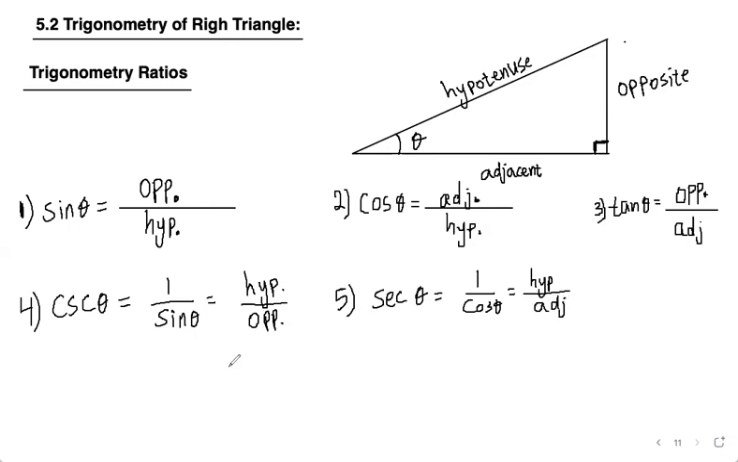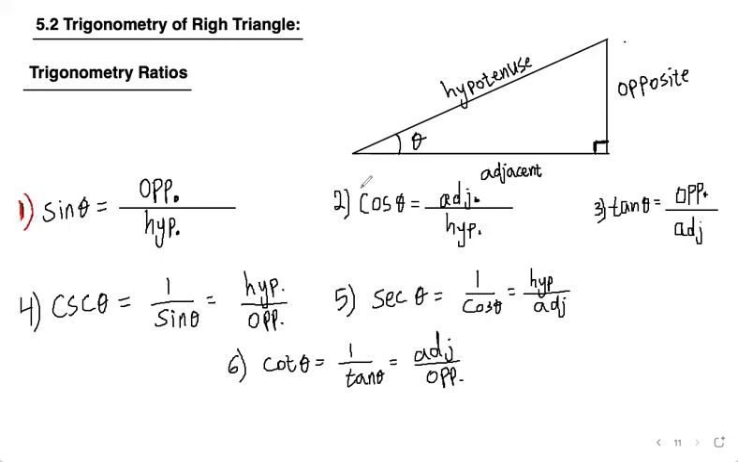And the last one is number 6, the cotan, the reciprocal of tan. Cotan of theta equals 1 over tan of theta, and this is equal to adjacent over the opposite. Okay, any question for these 6 ratios?